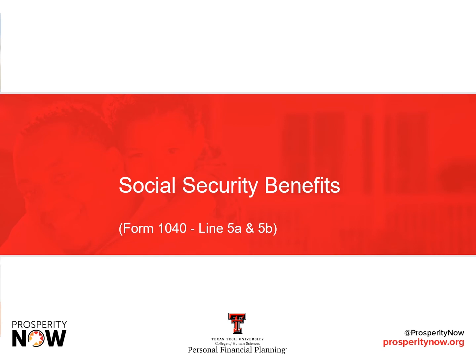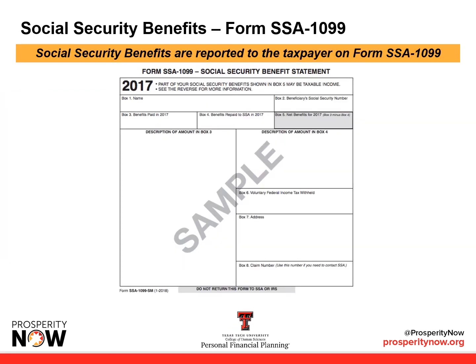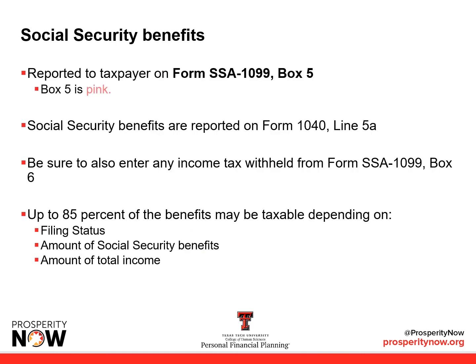Next, we'll talk about Social Security benefits, which is lines 5A and 5B on the Form 1040. Here, you'll see that the Form SSA-1099 reports all of the Social Security benefits. Social Security benefits are reported to the taxpayer on the Form SSA-1099, Box 5. You'll be able to tell that it's Box 5 because it will be pink. Social Security benefits are then reported on the Form 1040, line 5A.